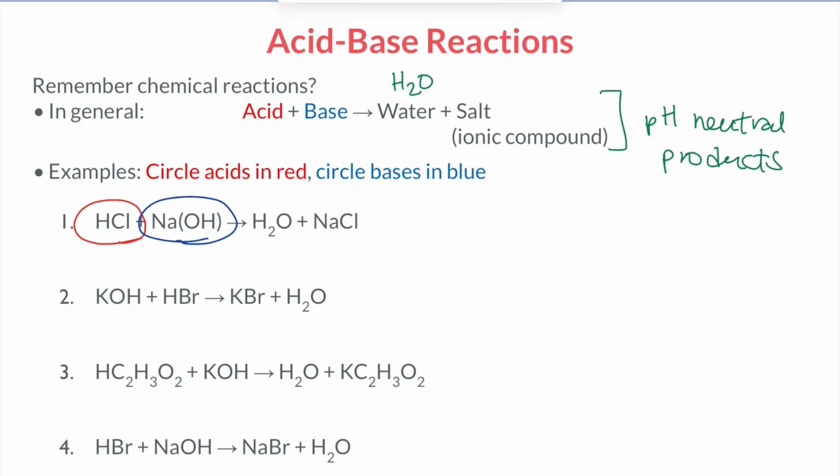In number 2, KOH, I see that OH, that means this is my base. HBr, starting with that hydrogen, is my acid. Feel free to pause and try the next two, just identifying our acid and our base.